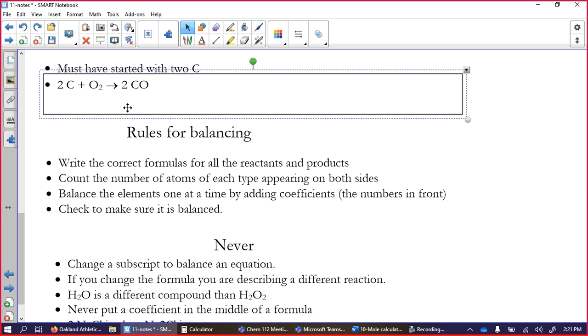So balancing is done in Science 10. I know Madame Walsh does it. I assume whoever else has Science 10 in English does it as well, because it's one of the fundamental things.